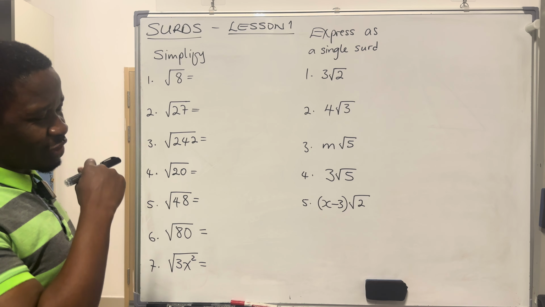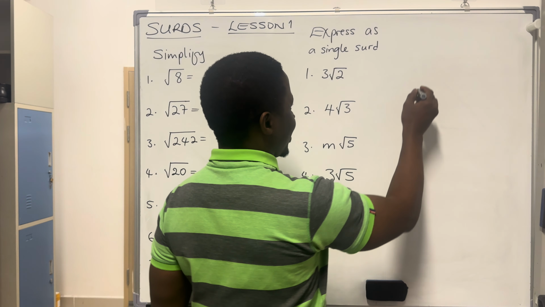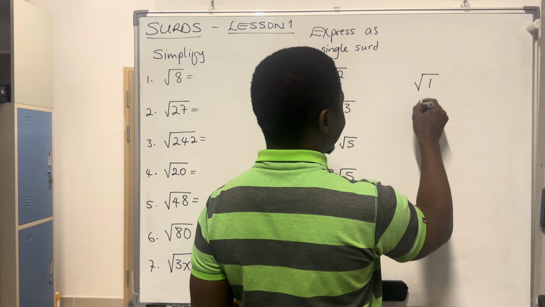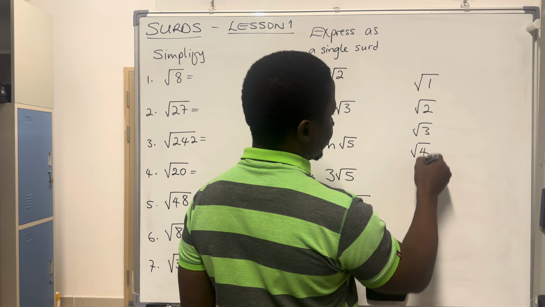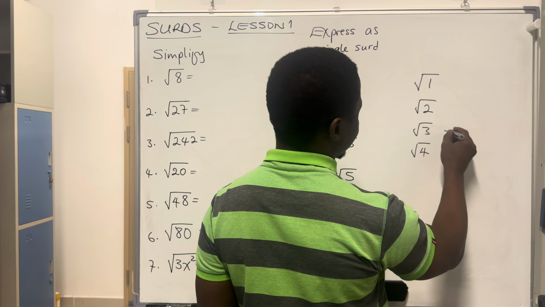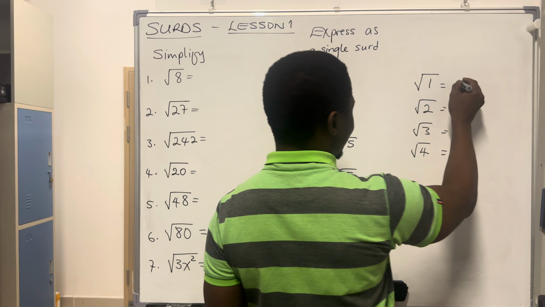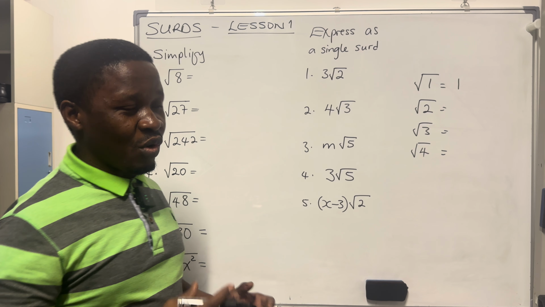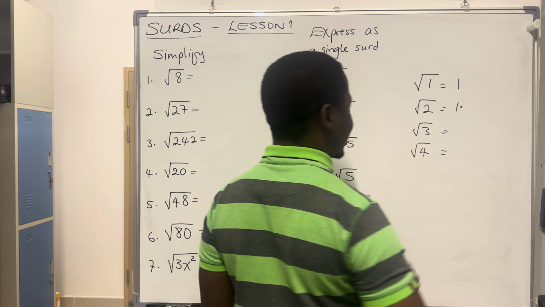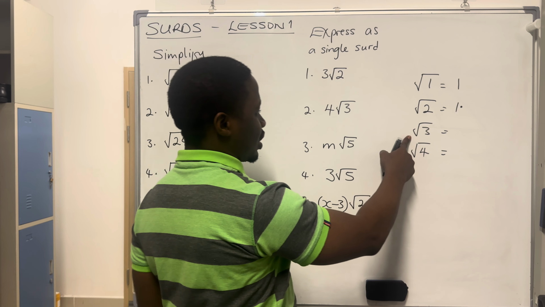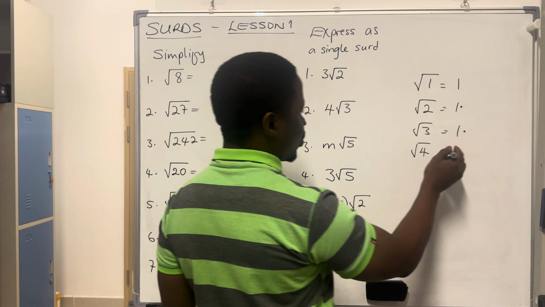But before I solve, I just want to say something about surds. If we have the square root of 1, 2, 3, 4, the square root of 1 will give us 1, a whole number. The square root of 2 will give us 1 with a point. The square root of 3 will give us 1 with a point. The square root of 4 will give us 2.